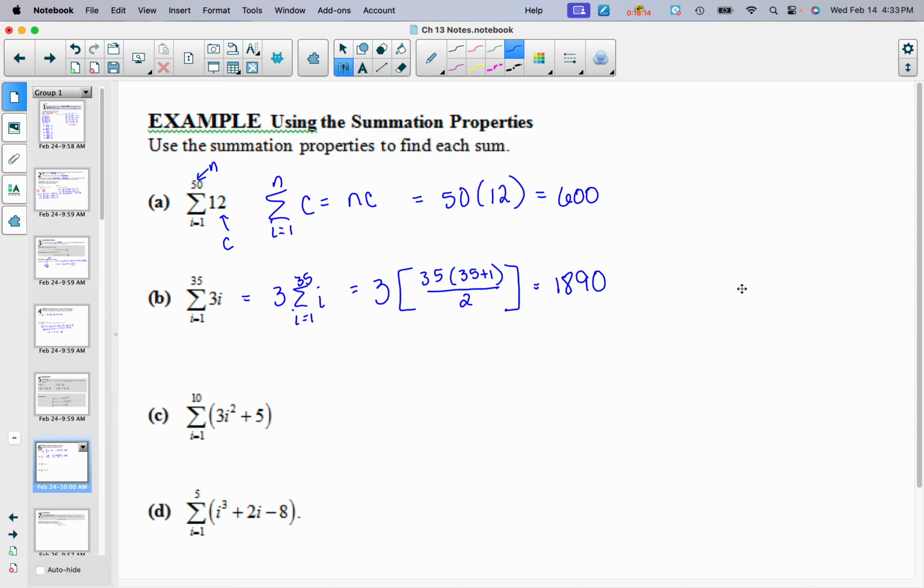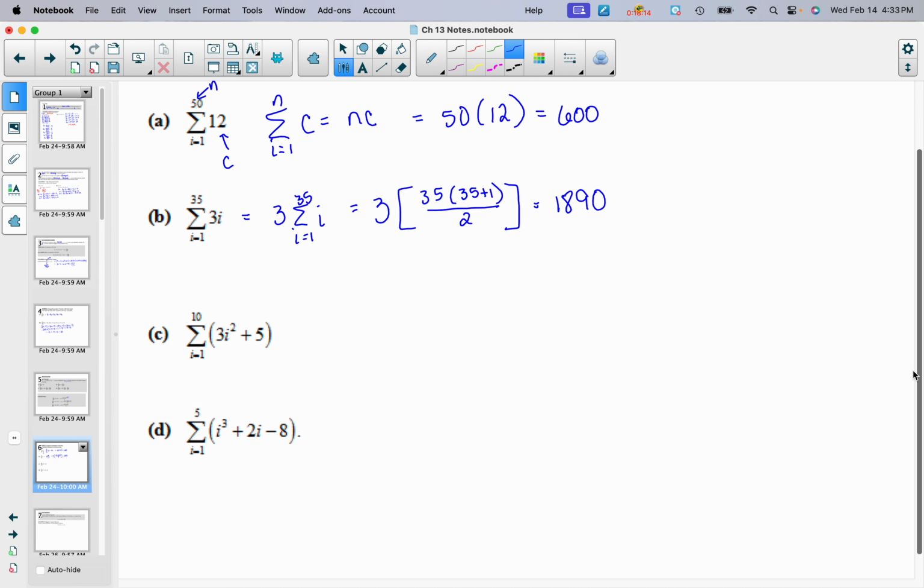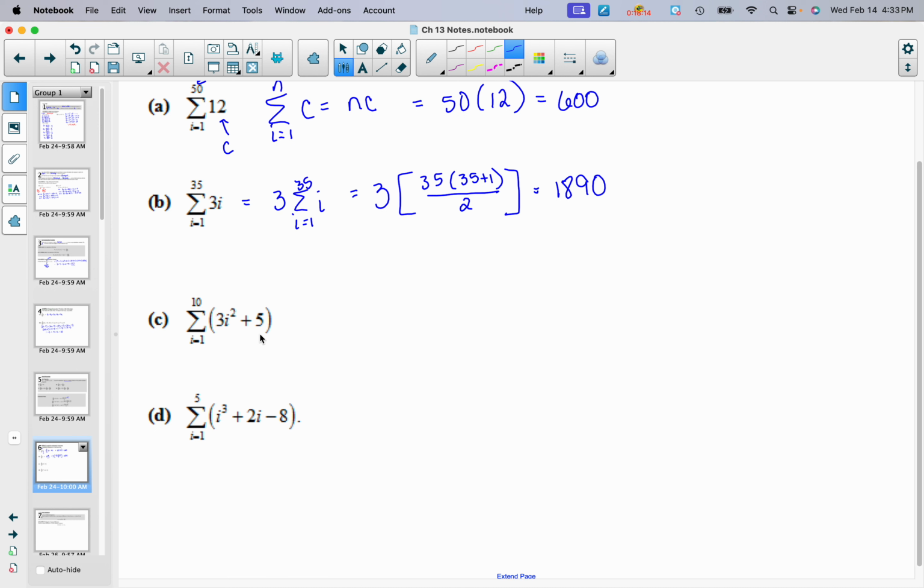Now, if you didn't want to use those special formulas, you could use your calculator to evaluate this the way that I showed you. And I'm fine with that. As a matter of fact, let's do the last 2. I'm going to pause this. So you should pause the video and do these with your calculator just to practice.